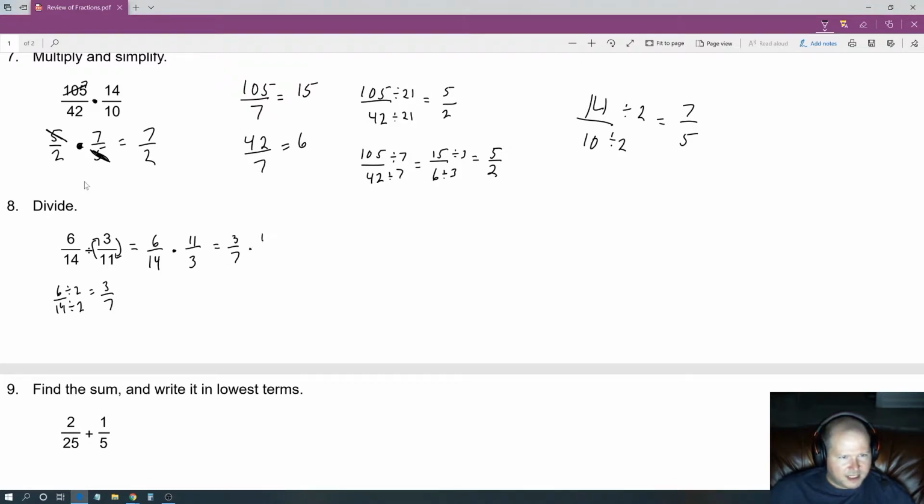I'm going to multiply that by 11 over 3. Oh, look, there's a 3 there and a 3 there. Cancel out, leaving me 11 over 7. And we got that one.